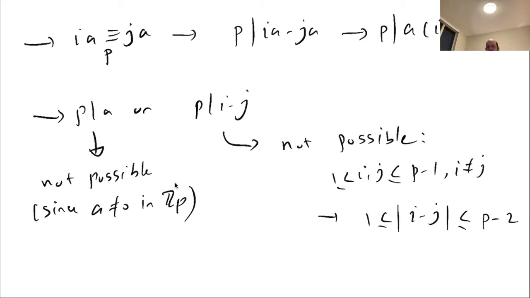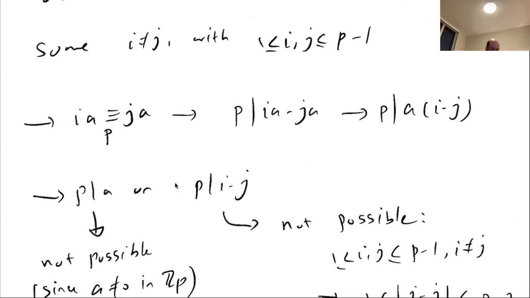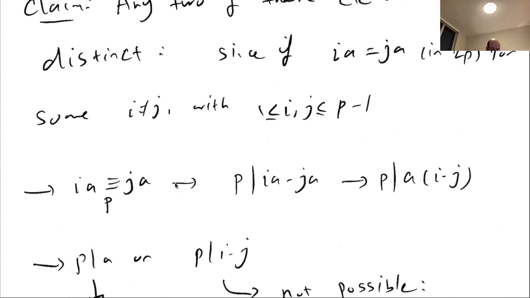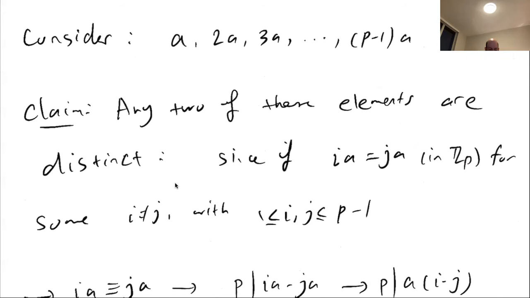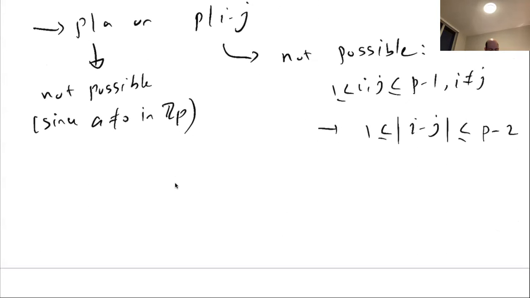Of course, even if p is not prime, we can still say that none of the numbers in 1 to p minus 2 is divisible by p, but here p is also prime. Okay, so I proved my claim that any two of these numbers are distinct. Thus, the claim is proved.